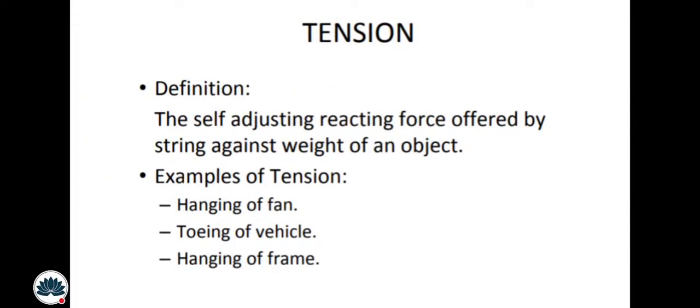What is tension? It does not mean anxiety or depression like in the word of biology. No, it is physics. The word tension in physics means something different: the self-adjusting reacting force offered by strain against the weight of an object. The definition can come in the paper too. Examples of tension are the hanging of a fan, towing of a vehicle, hanging of a frame. Such as, I have hung a wall clock. Now the nail has carried the overall weight of the wall clock. This is called the tension, meaning the hanging of the frame or hanging of the wall clock.